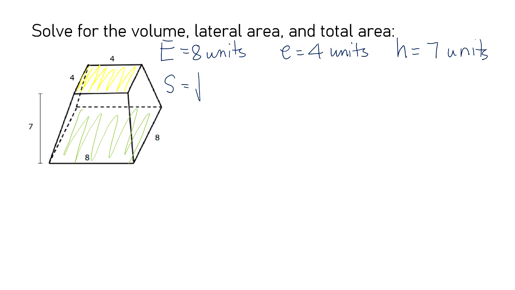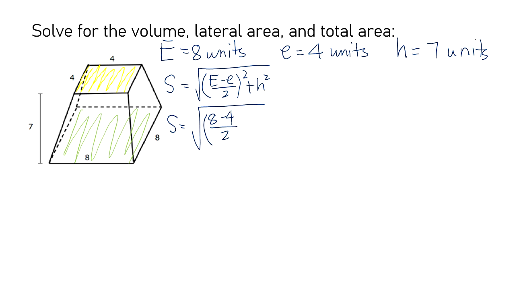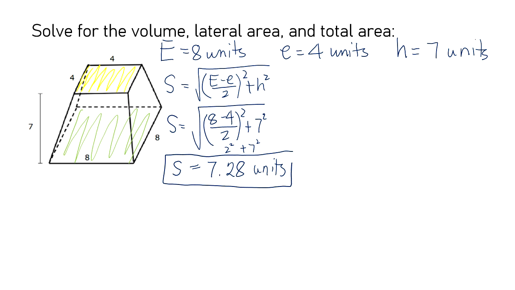Slant height is equal to the square root of big E minus small e over 2, squared, plus height squared. That is the square root of 8 minus 4 over 2 squared plus 7 squared. You may further simplify this. 8 minus 4 is 4, divided by 2 is 2. That's 2 squared plus 7 squared, and then you get the square root. So slant height is equal to 7.28 units, when simplified to 2 decimal places.